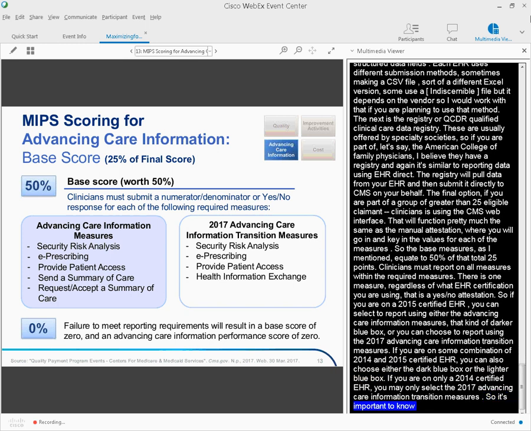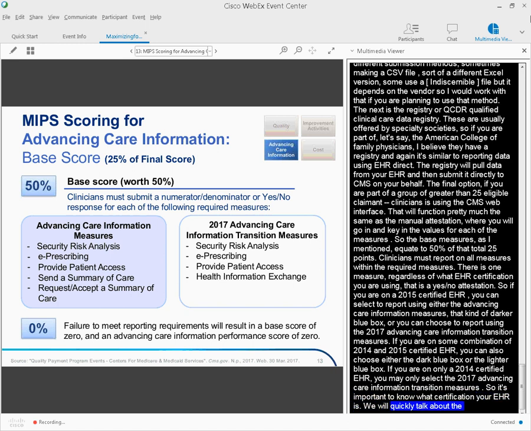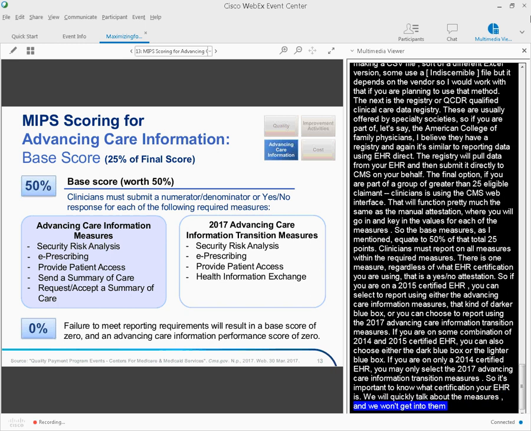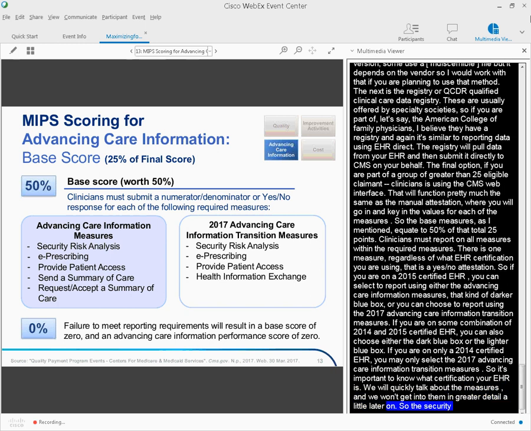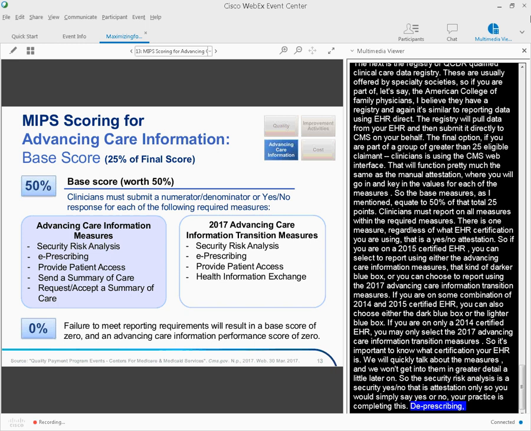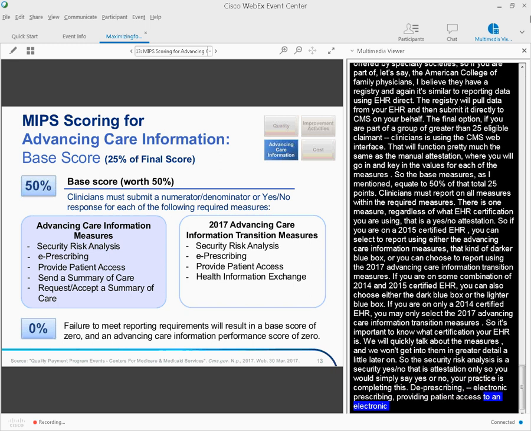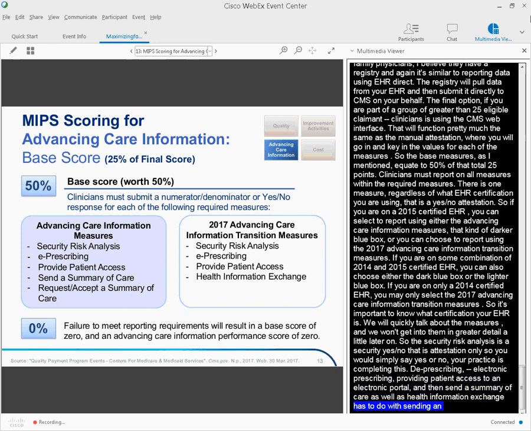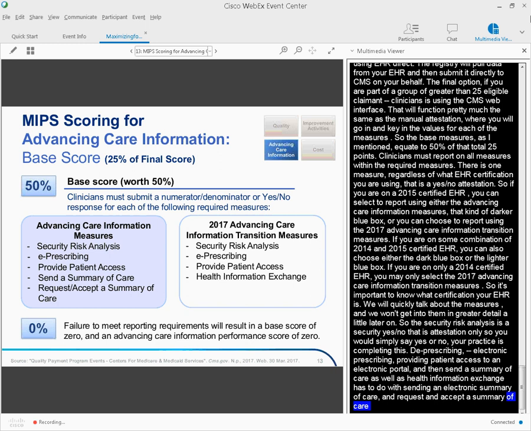We'll quickly talk about the measures, and then I'll get into them in greater detail a little later on. So the security risk analysis, this is a yes-no. That's called attestation only. So you would just simply say yes or no, your practice is completing this. E-prescribing, obviously sending electronic prescriptions. Providing patient access has to do with providing patients access to a patient portal. And then send a summary of care as well as health information exchange has to do with sending an electronic summary of care. And request and accept a summary of care is requesting and accepting that electronic summary of care and then actually pulling it into your patient's electronic health record.